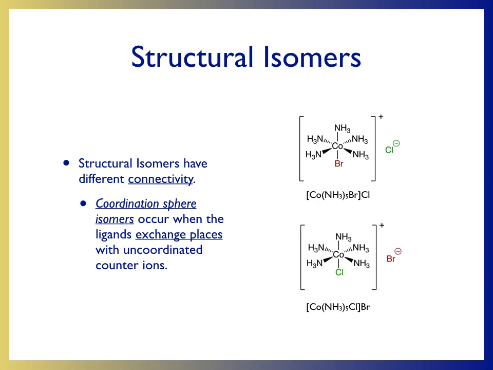In the second isomer of this compound, now the chloride ion is part of the coordination sphere, while the bromide ion is a counterion. This happens very rapidly when coordination compounds are dissolved in water, where not only can counterions switch places with ligands coordinated to the transition metal, but also water can, which results in many, many different types of coordination sphere compounds.